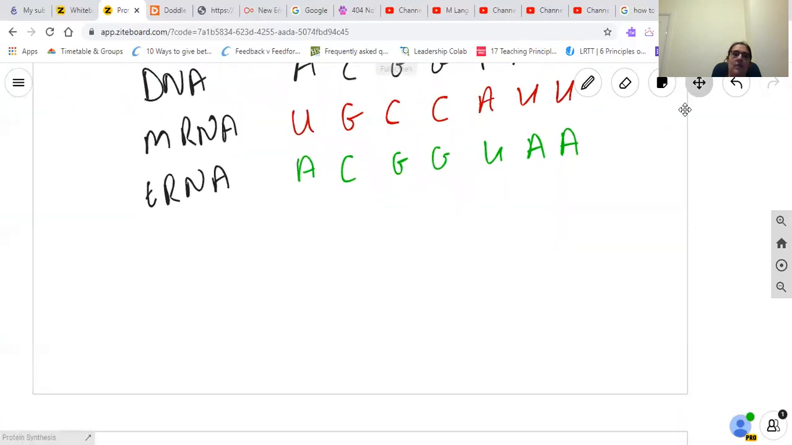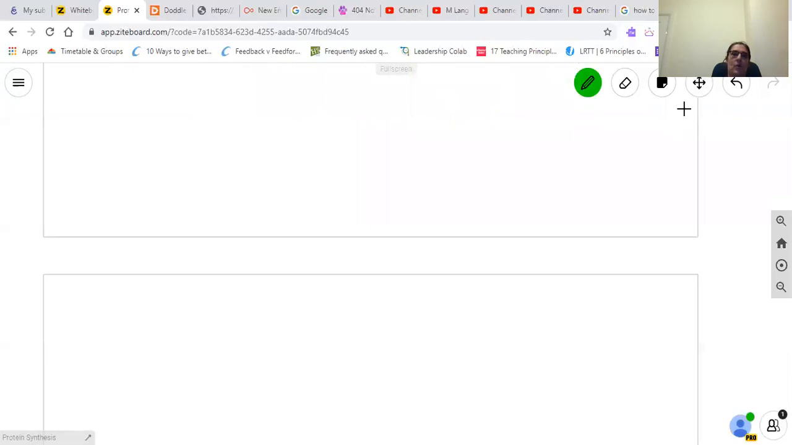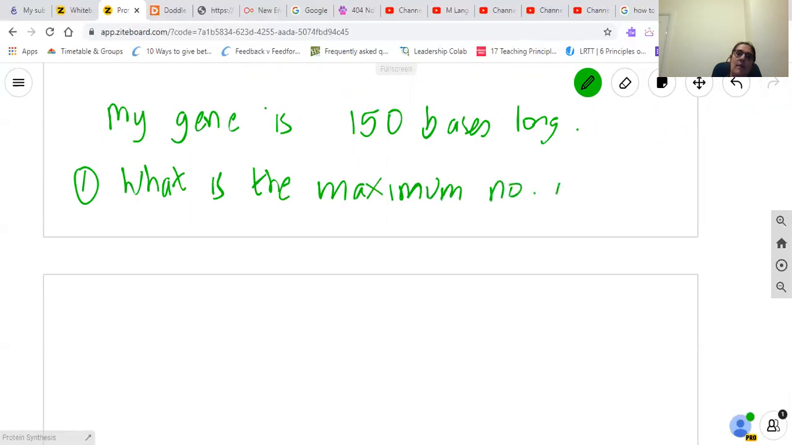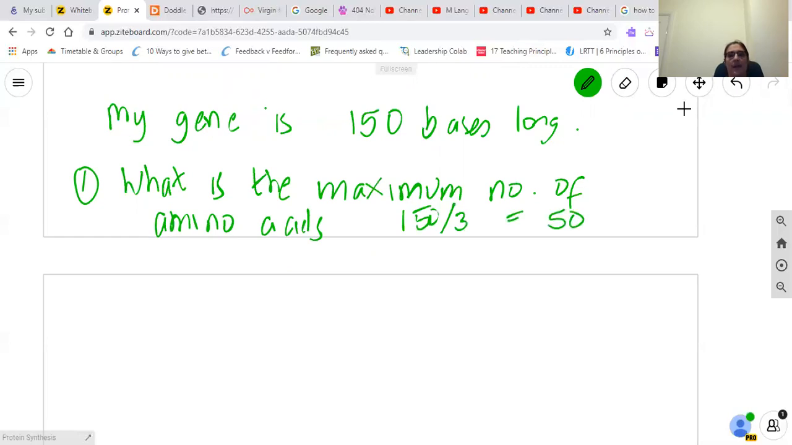The other thing they often ask you, an interesting question, is, let's say I have my DNA, my gene is 150 bases long. First question could be, what is the maximum number of amino acids? Now that would be 150 divided by 3, which is 50. So it could be 50 amino acids long.